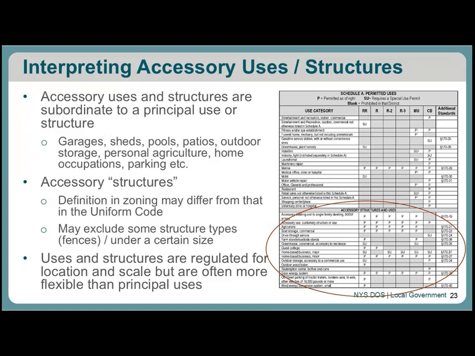On the screen here is an example where accessory structures and uses were covered in that permitted uses table. It's a section within that table. We also see separate tables of these uses, or just text discussion of how accessory uses can be developed in a community.